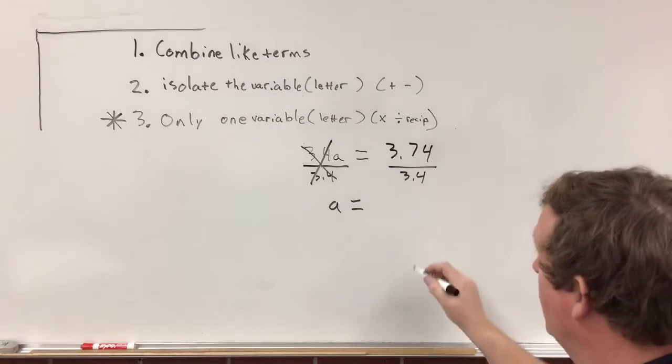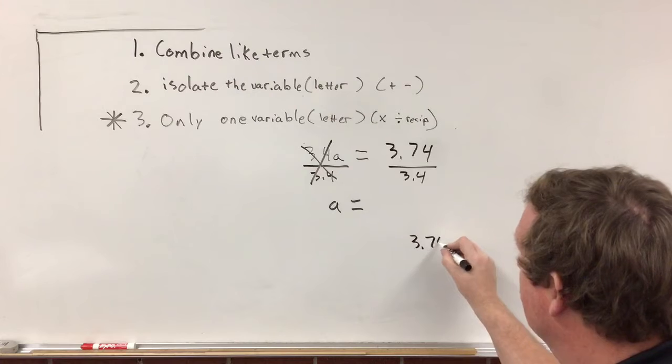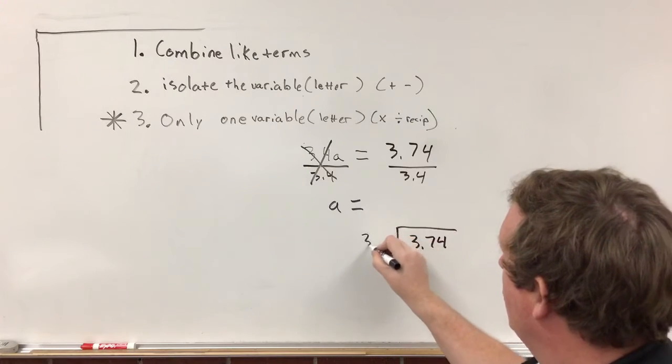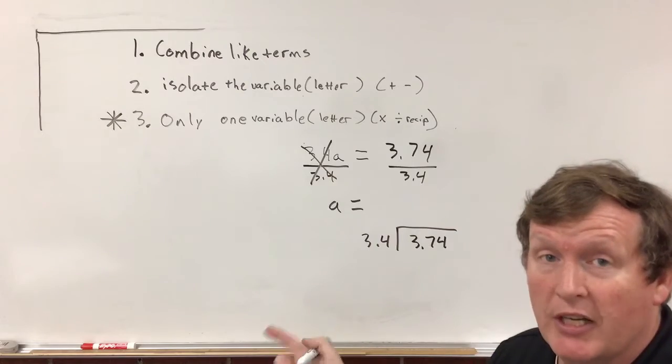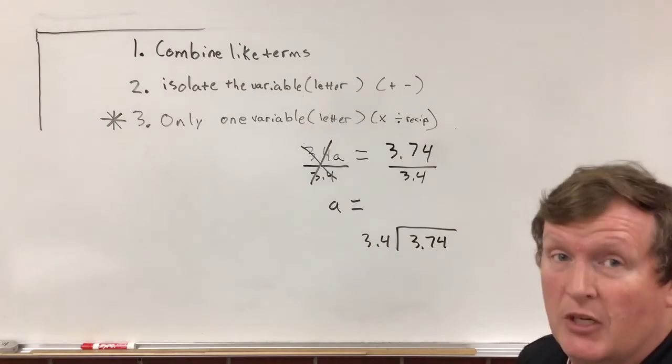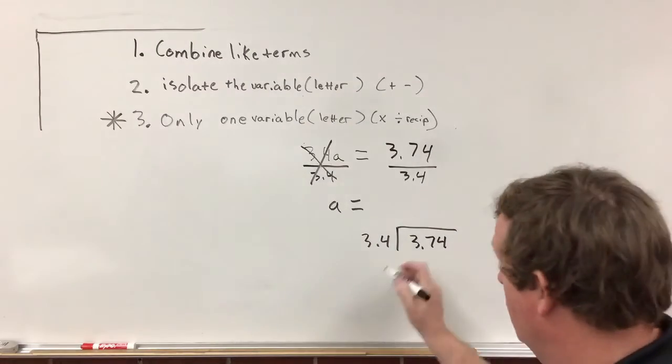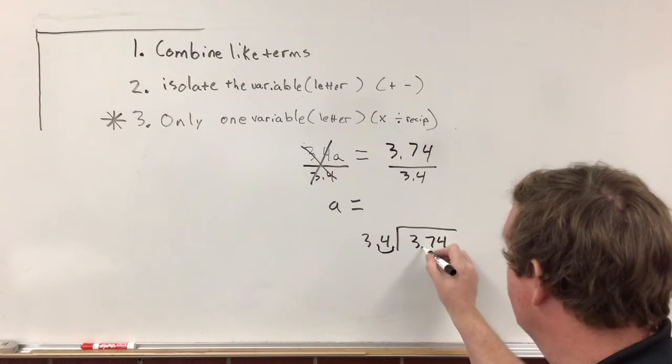Over here, 3.74 in the box. 3.4 outside the box. Next step. Do we have a decimal in our divider on the outside? Yes, we do, so we have to move it one place.